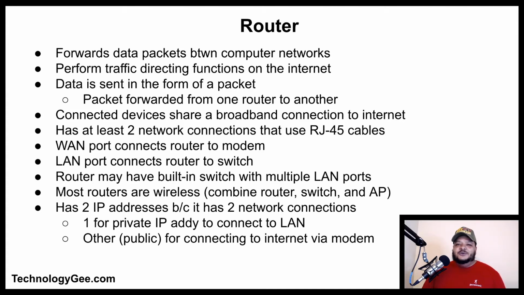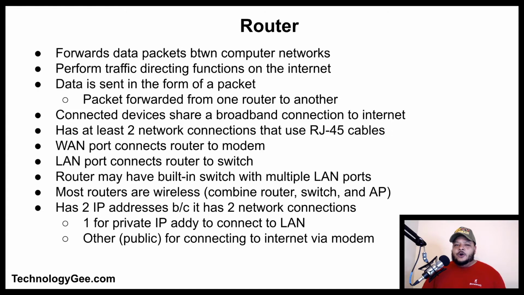Devices that are connected to a LAN via a router connected to a cable modem or DSL modem are allowed to share a broadband connection to the internet. A router has at least two network connections that use RJ45 cables. The port labeled WAN, or wide area network, connects the router to a modem. The port labeled LAN, or local area network, connects the router to a switch. If the router has a built-in switch, it has multiple LAN ports that are numbered starting at the number 1.